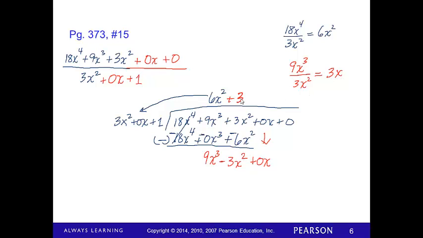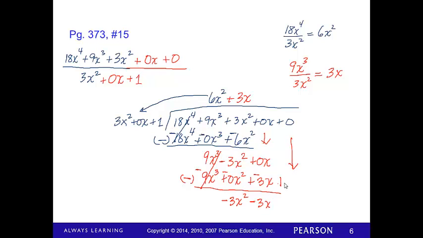So this becomes plus 3x, and then we multiply. So 3x times 3x squared is 9x to the 3rd power. 3x times 0x is plus 0x squared, and 3x times 1 is plus 3x. And then subtract. Negative, negative, negative. These cancel. This becomes negative 3x squared. And a 0 minus 3 is a negative 3x. And then bring down the next term, which is 0.